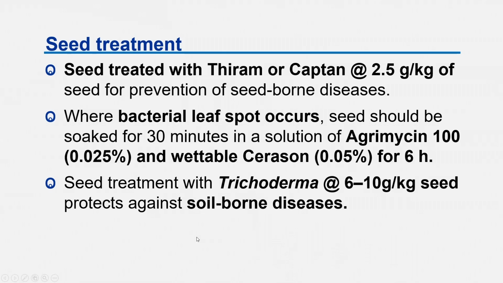Now seed treatment is important for sesame crop because it can help to prevent many fungal diseases. So seed can be treated with Thiram or Captan at the rate of 2.5 gram per kg of seed for prevention of seed-borne diseases. Where bacterial leaf spot occurs, seed can be soaked for 30 minutes in a solution of Agromycin 100. Agromycin 100 is a kind of antibiotic. Its solution can be prepared at 0.025% and the seed soaked for 6 hours.